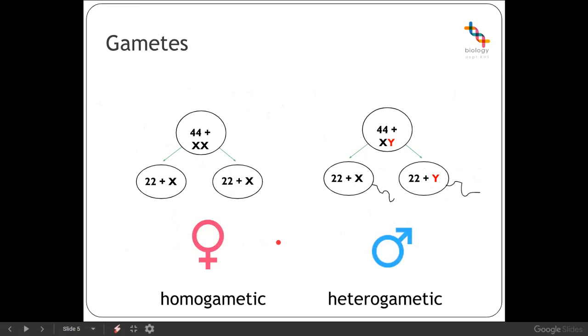During meiosis in the male, the X and the Y chromosomes pair up because there's a small area of homologous genes near the centromere. And meiosis ensures that there is one chromosome in each gamete. So all the gametes from an XX female will carry an X chromosome, and that means she is homogametic. All of her gametes are the same. For the XY male, half of the gametes are going to carry an X chromosome, and the other half carry a Y chromosome, and that makes him heterogametic.